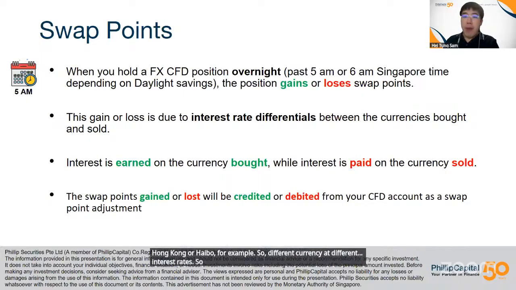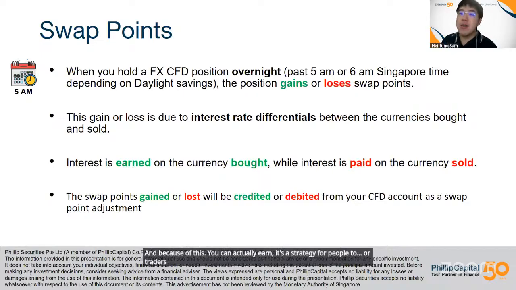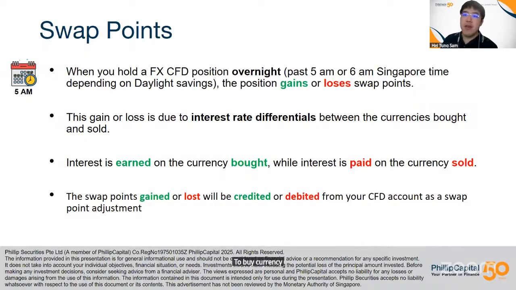So if you were to buy a currency and sell a different currency, let's say you buy US dollar and sell Japanese yen, you gain US dollar interest but you pay Japanese yen interest. Because of this, you can actually earn. It's a strategy for traders or even investors to buy currency with high interest rates and short, or sell, currency with low interest rates. From there, they are able to gain positive swap points on a daily basis. Of course, the opposite is true.